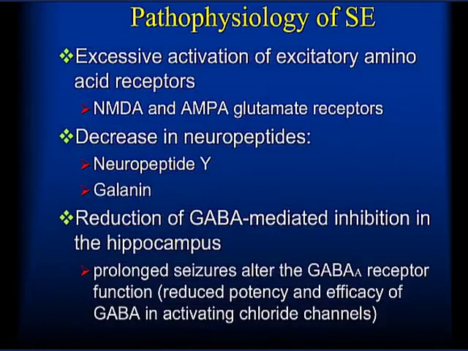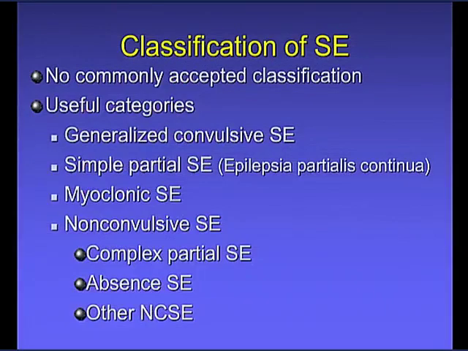So status epilepticus is bad because there are a lot of excitatory amino acids activated by this, NMDA and AMPA glutamate receptors. There's a decrease in the neuroprotective neuropeptides, and there's a reduction in the GABA-mediated inhibition of the hippocampus. And that's one of the issues that's happening. Remember, our benzos work on the GABA receptors. So the seizures alter the GABA receptor function and decrease its potency. This is a problem for these patients. We'll come back to that when we're talking about using medications.